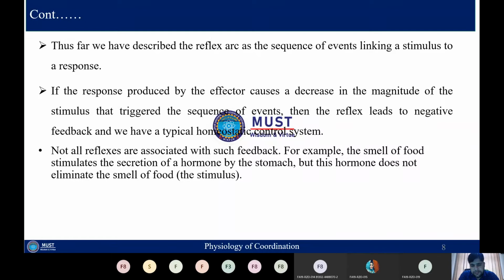Once the hormone is secreted by our stomach, hormones are basically chemical messengers, and they are secreted by various glands which are present in our body. So in that case, the smell of the food or this secretion will not decrease the smell of the food. So it means this is the positive feedback control system.